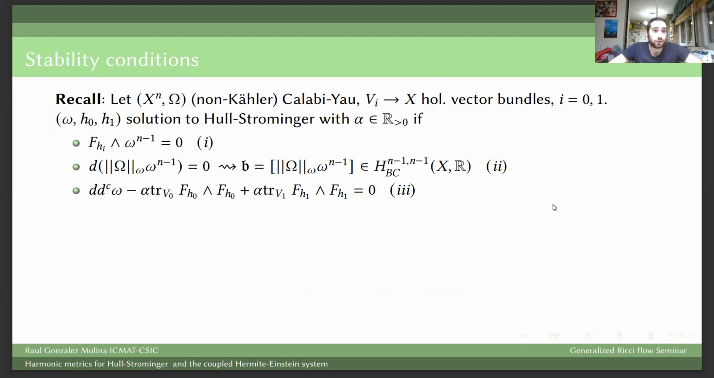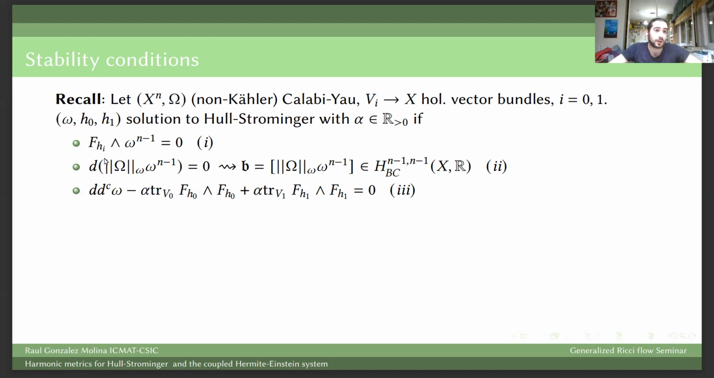I firstly want to recall what was the setting in last week's talk. So I will have a compact complex manifold, which I call Calabi-Yau of possibly non-Kähler type, by which I mean just having a holomorphic volume form. This is a section of the canonical bundle which is nowhere vanishing. And moreover, a pair of holomorphic vector bundles. Then I say that a Hermitian metric on the manifold and a pair of Hermitian metrics on the bundles are a solution to the Hull-Strominger system with this alpha, this string tension, if the following equations are satisfied.